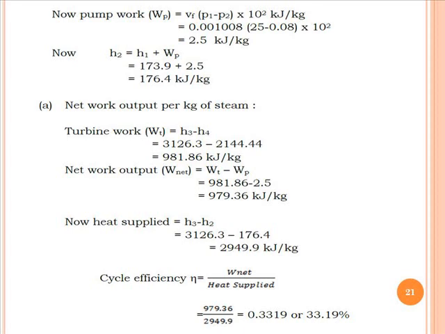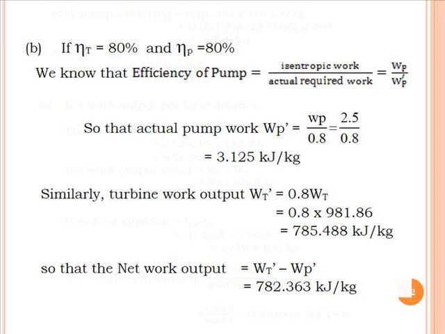Now when all the enthalpy values are available, we can find out the turbine work, that is H3 minus H4, and the net work available, that is turbine work minus pump work. So you can find that the values are available: turbine work, pump work, net work, and based on that the cycle efficiency. So you can see at present the cycle efficiency is 33.19%, and now we have to discuss the next case.